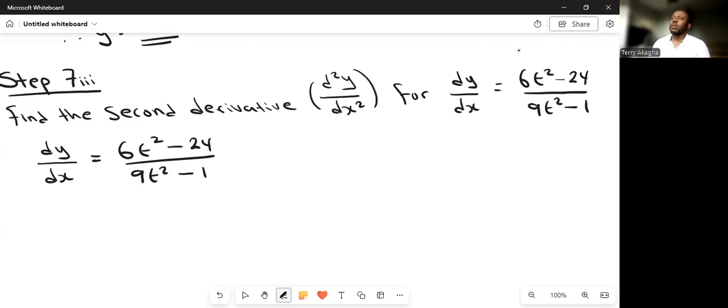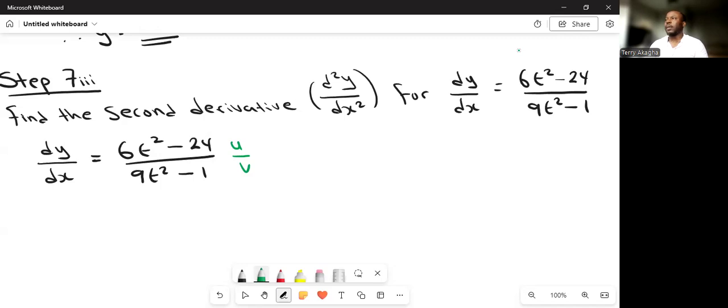So here we're going to use quotient rule because this is u over v. We're dividing two quadratic equations, so we're going to apply the quotient rule here. Okay. So step 4, I told you that you have to differentiate dy over dx with respect to t. So we're going to use the quotient rule to do this.